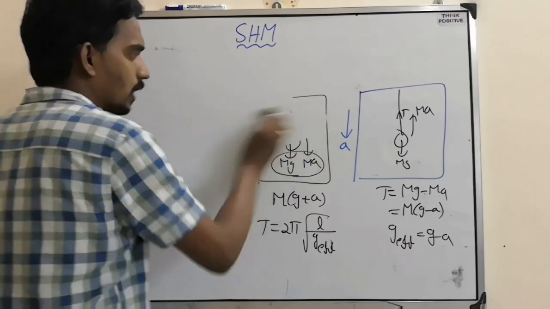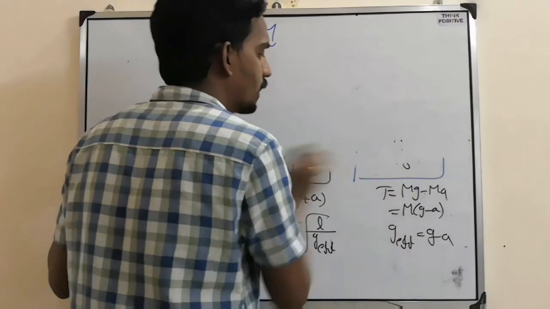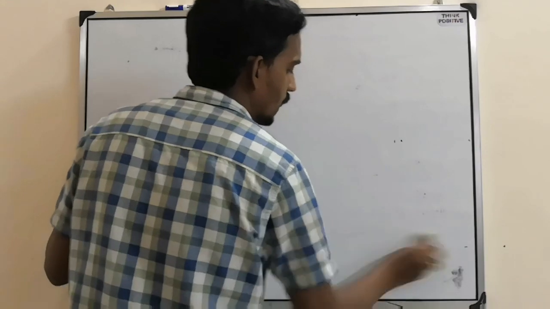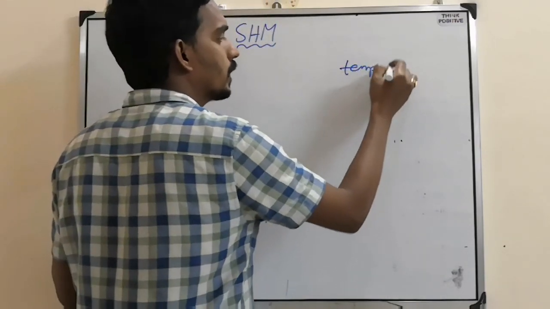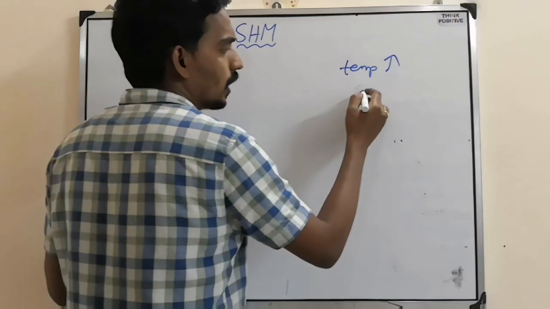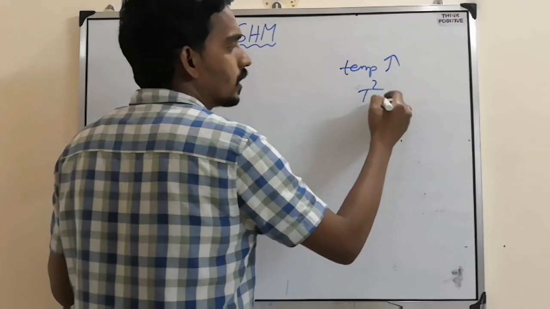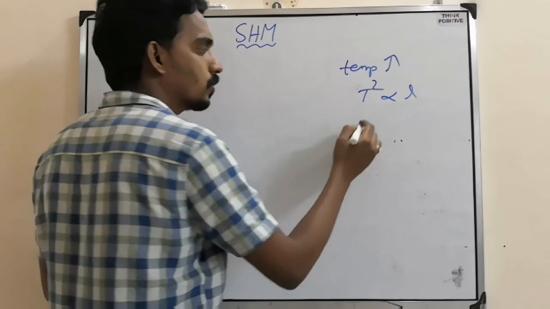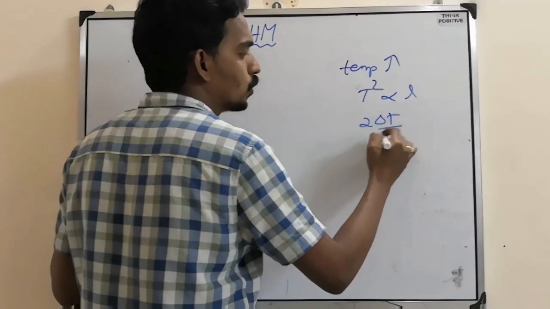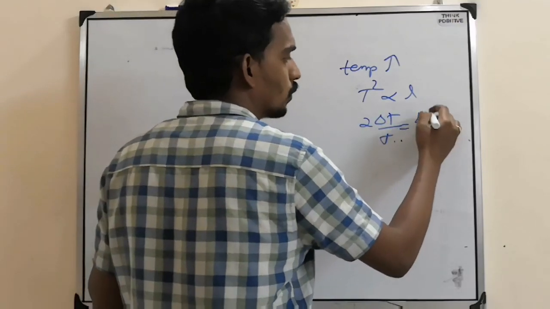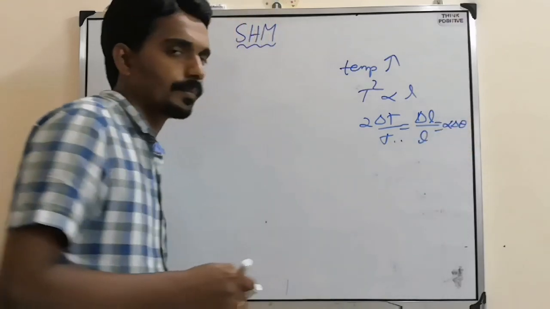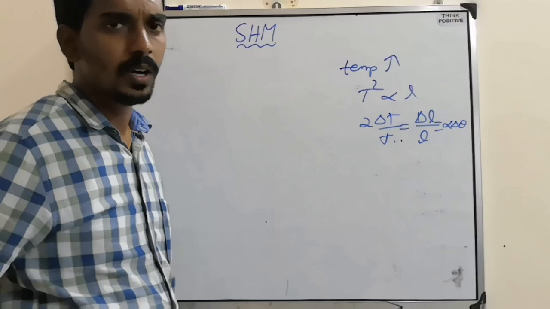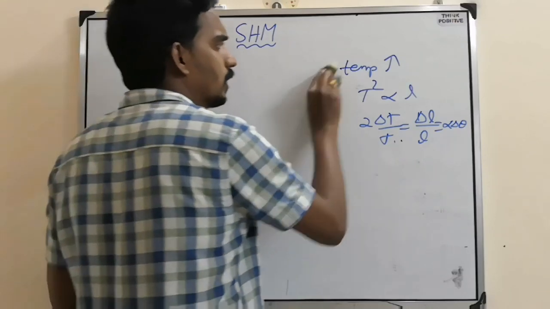And as we have studied in thermal properties, time period also depends on temperature. As temperature changes, the time period is directly proportional to the square root of length. That's why we have taken the formula 2 delta T by T equal to delta L by L or alpha delta theta. So based on this also, questions can be asked.